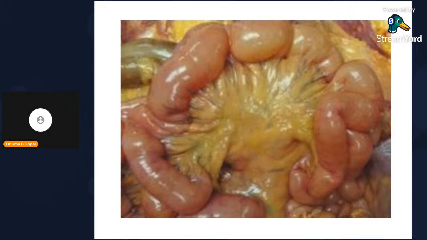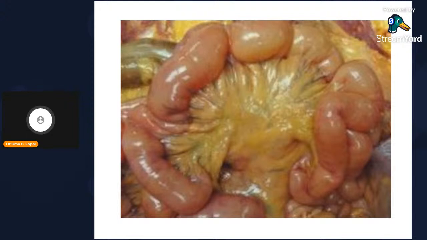You can see this is the fold of mesentery, the root of mesentery. Fold from here to here, it is 6 inches in length. It is about 15 centimeters or 6 inches length, root of mesentery.